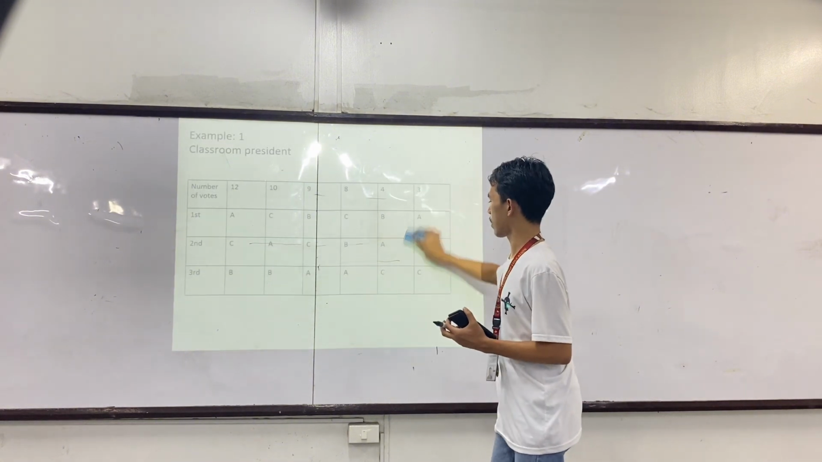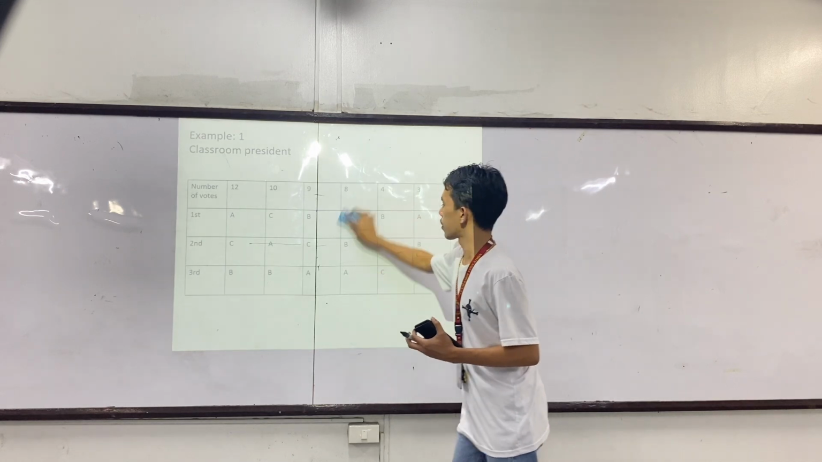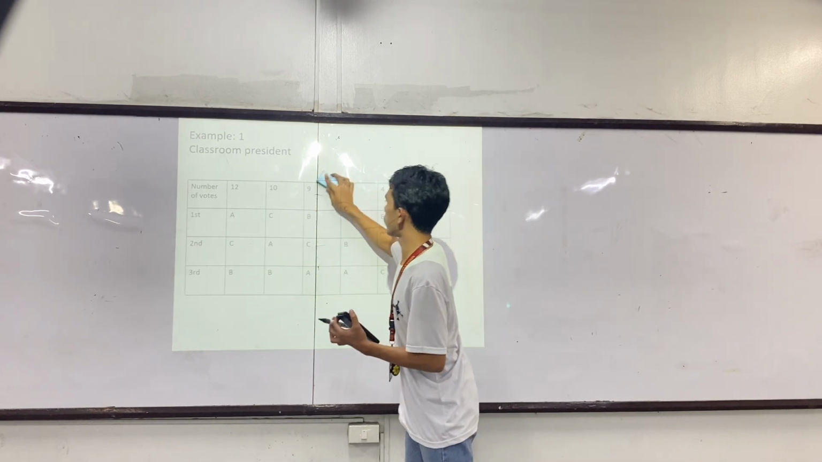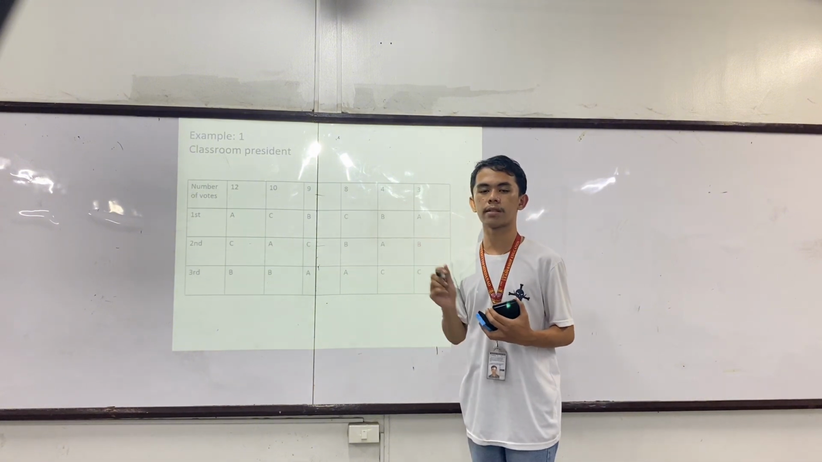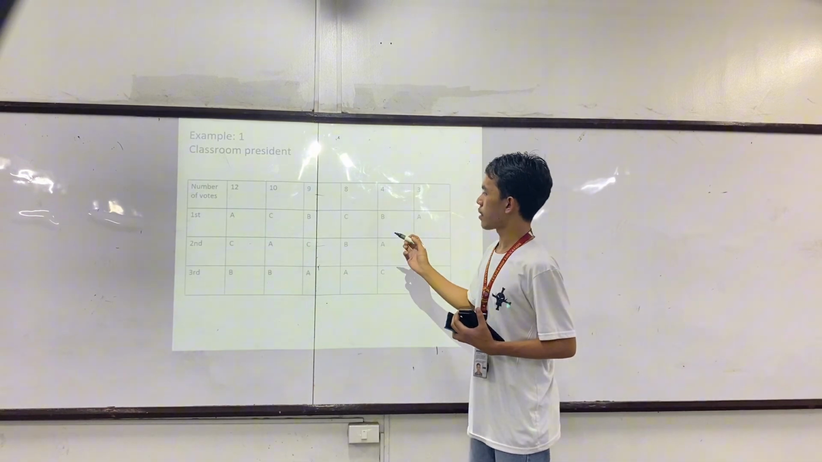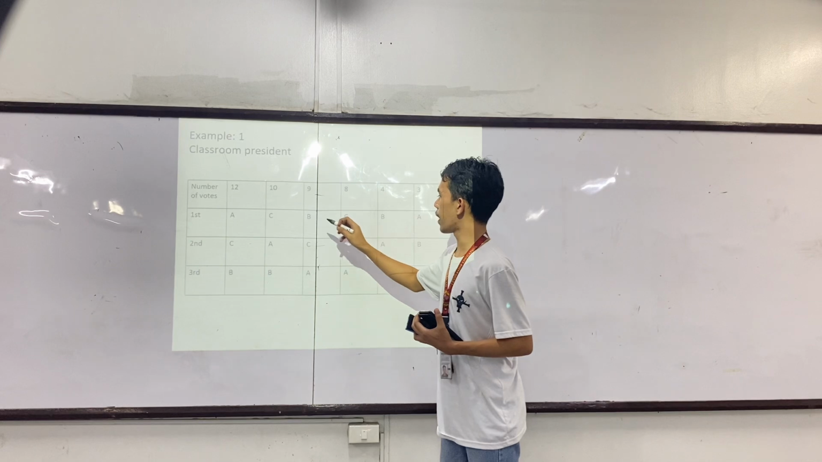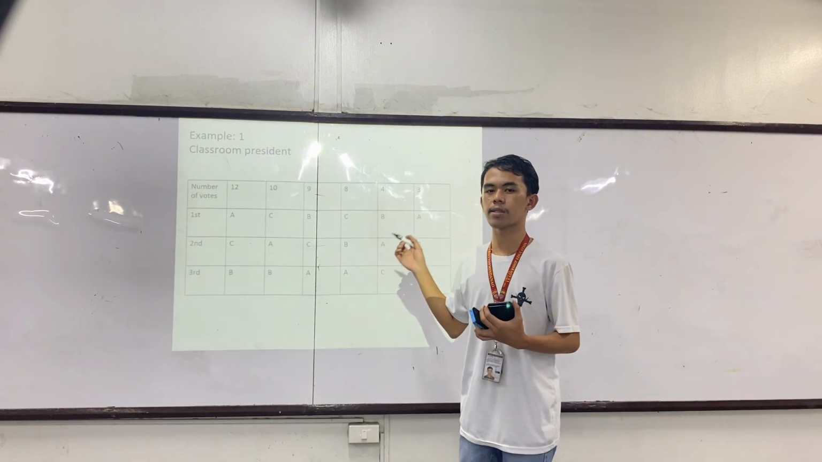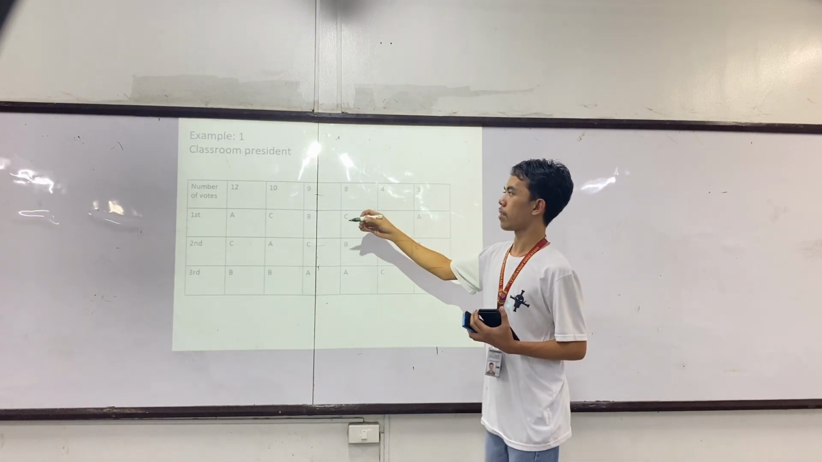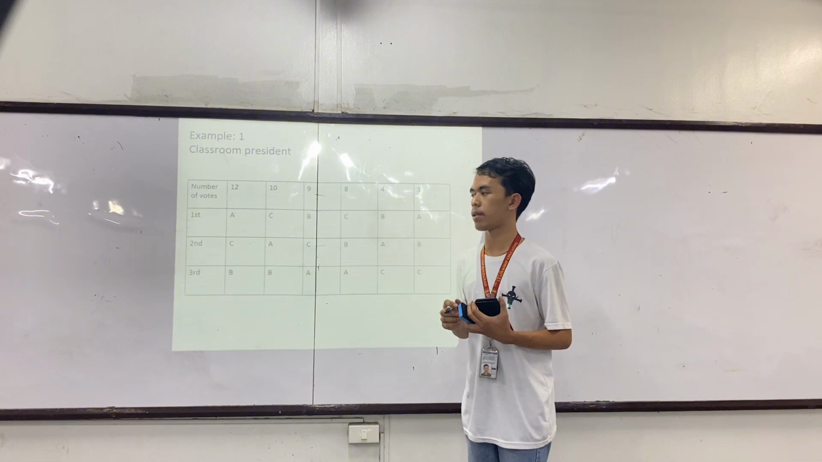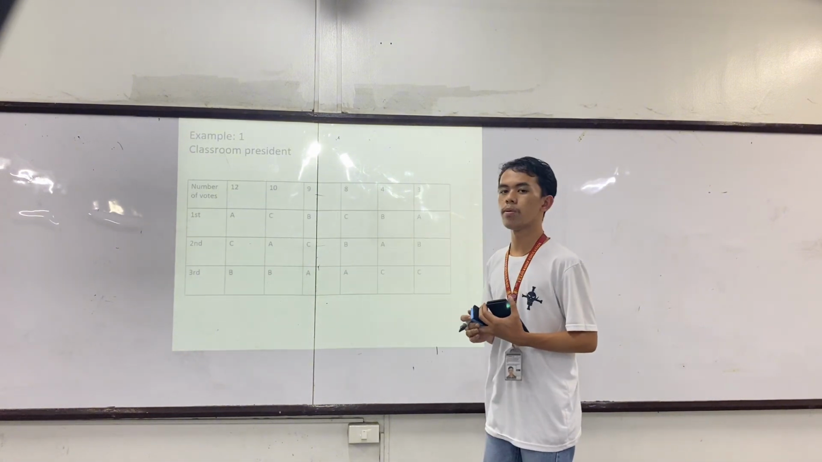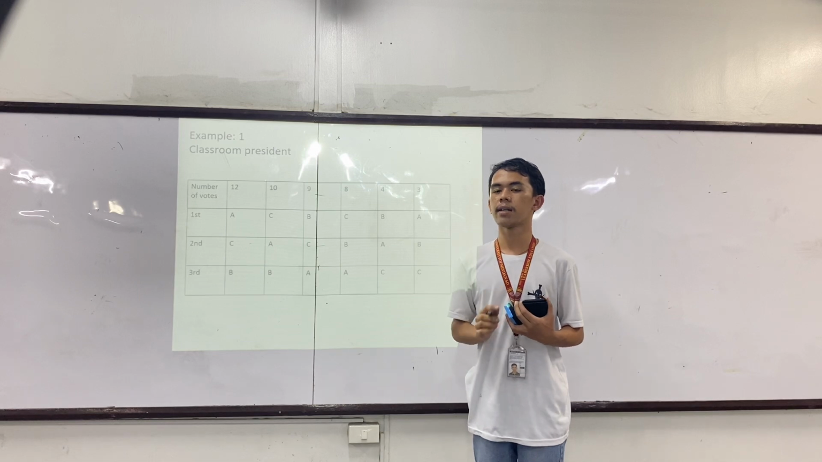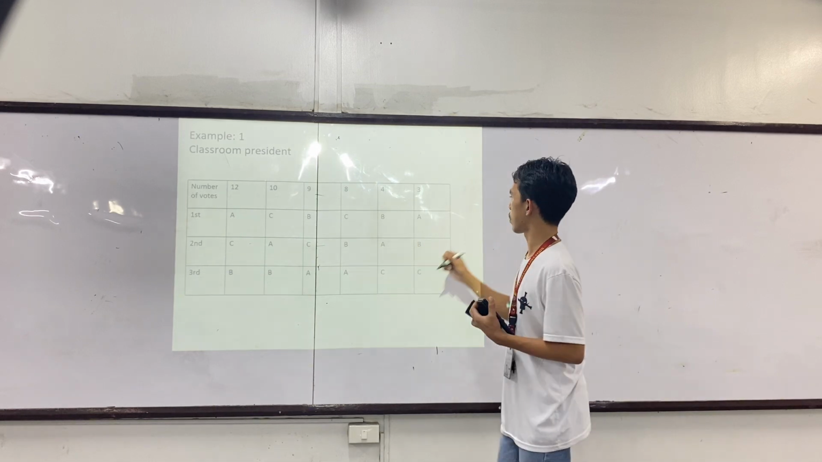So this is the example. The example is a classroom president election. So these are A, B, and C, the candidates who are nominated for classroom president. And these numbers are the votes of the students. So first, we get the total of the student votes.